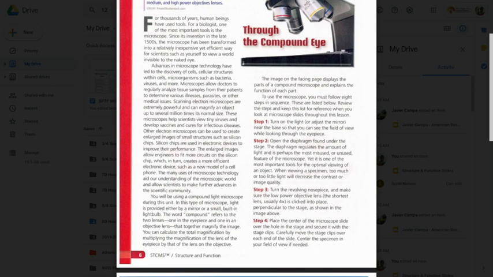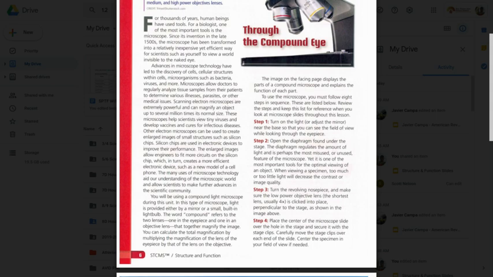Scanning electron microscopes are extremely powerful and can magnify an object up to several million times its normal size. These microscopes help scientists view tiny viruses and develop vaccines and cures for infectious diseases. Other electron microscopes can be used to create enlarged images of small structures, such as silicon chips. Silicon chips are used in electronic devices to improve their performance.